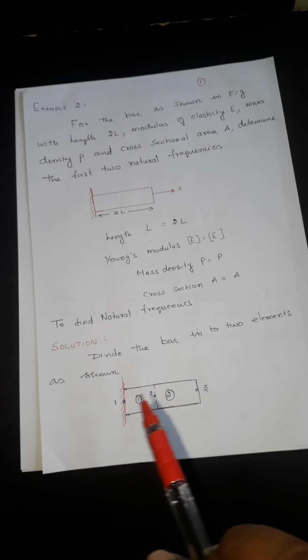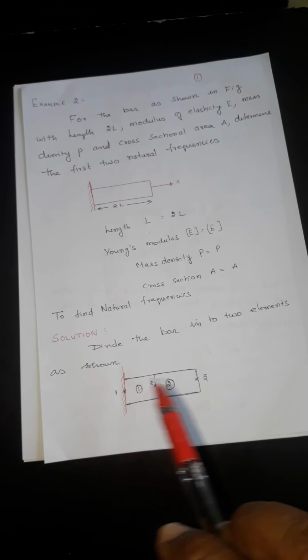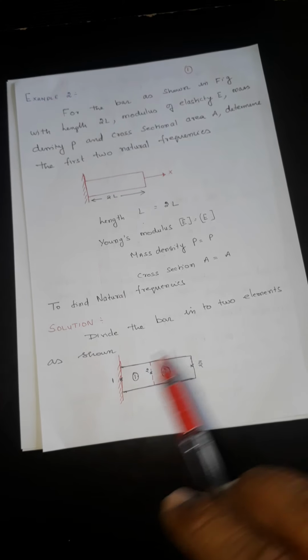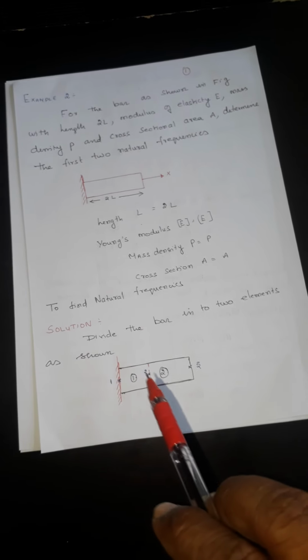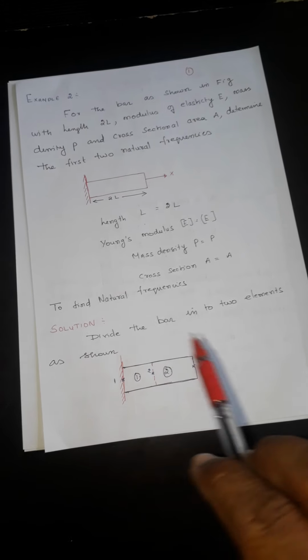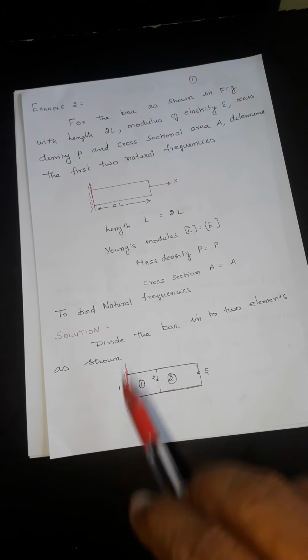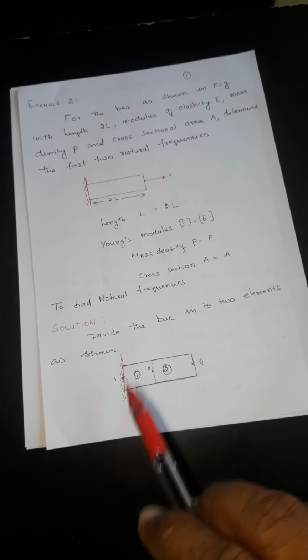Now I am going to deal with two things, 1 and 2. Here it is constrained. So the bar is constrained over here. This is fixed, so here the displacement will be 0, and here the displacements will be there. So even though there is no force, there will be a vibration because it is constrained. This constrained body, we are going to find out the natural frequencies.